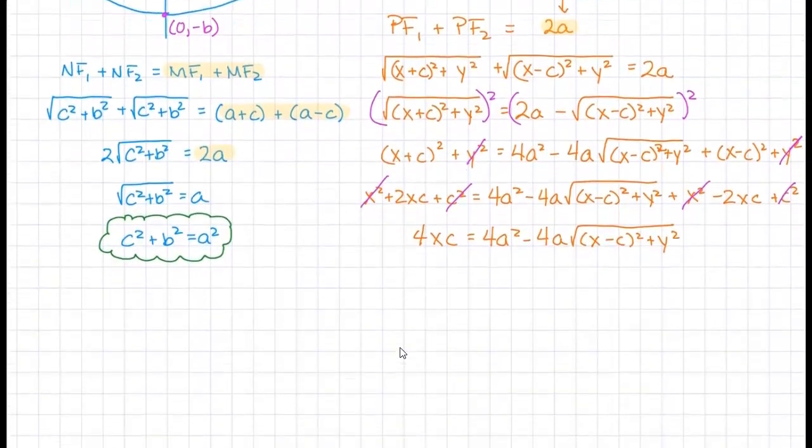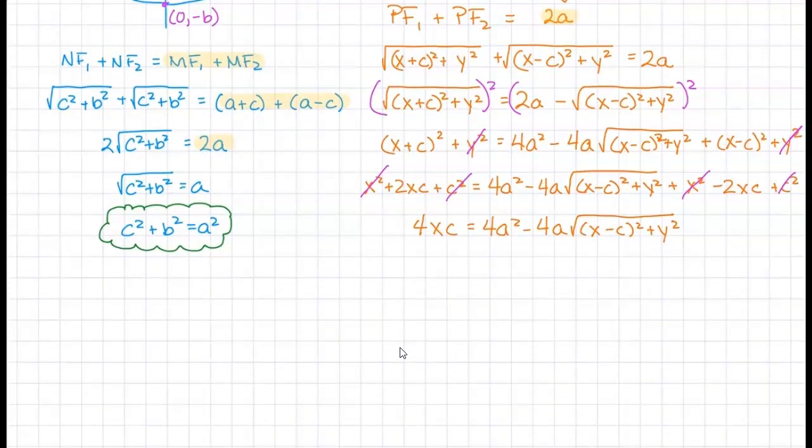All right, that's looking a little better. In fact, there's a 4 in every term, so let's divide by 4. So xc equals a squared minus a times the square root of (x minus c) squared plus y squared. All right, well, it looks better than what we had, but we can do even better than this. I still have a radical, and I want to get rid of the radical. So it's going to be easiest now if I isolate the term with the radical and then square both sides again.